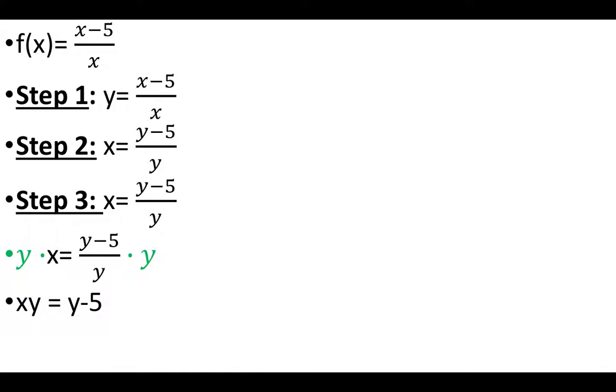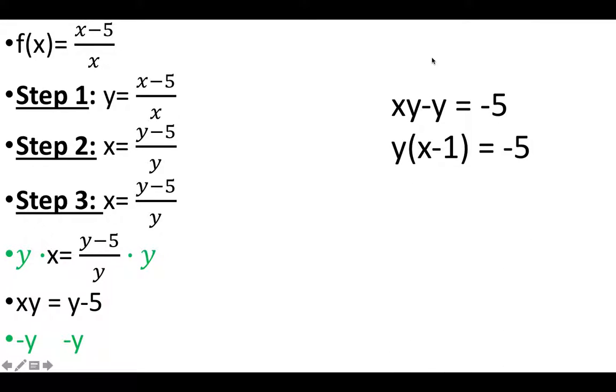Then you move the y's over to the left side by subtracting y. And from there you have xy minus y is equal to negative 5. After you have that, you're going to go ahead and factor out the y. Remember that there is an imaginary 1 right here in front of that y. So you're going to factor out. Then you're going to divide both sides by x minus 1, and it's solved for.